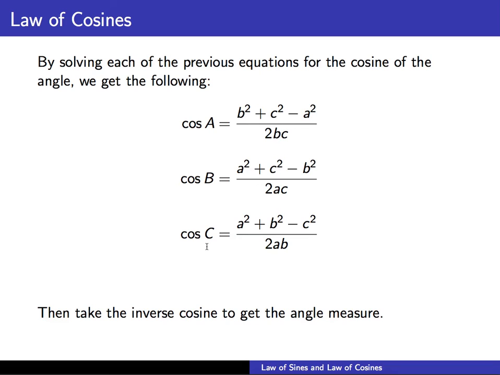And then to get what the angle measurement is, just take the inverse cosine of whatever you get on the right-hand side. So if you're looking to find the angle measurement, you can use these forms to help you. So in the next video, we'll look at some examples of using law of cosines. We'll also know when to use law of sines versus law of cosines.